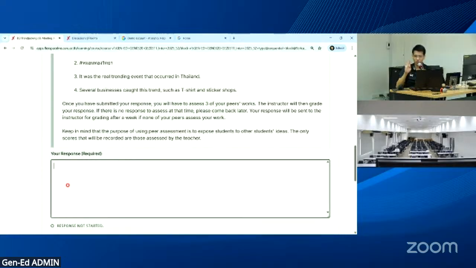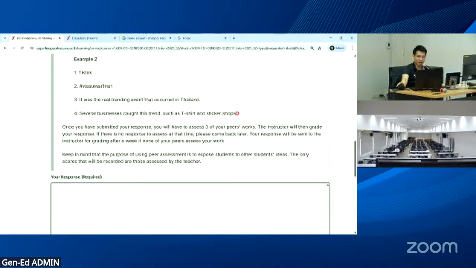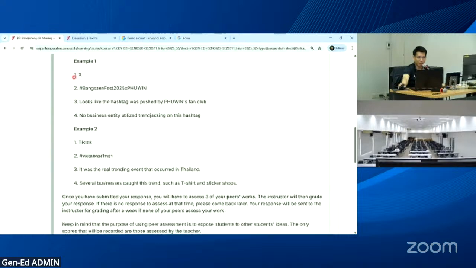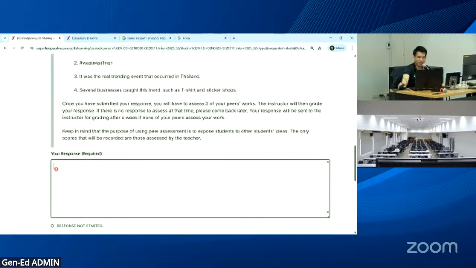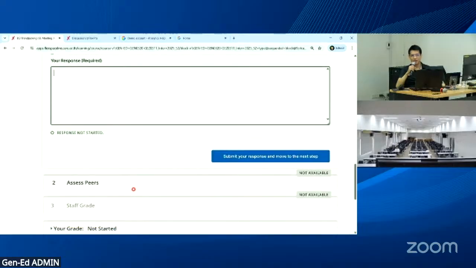Four things to post: the platform, the hashtag, analyze how it is pushed to the top, and see if there are any businesses that caught the trend. You can follow this guideline and follow the pattern and specify your answer here. And after you have completed this part, click submit your response and move to the next step. And after that, you need to assess 3 of your peers.